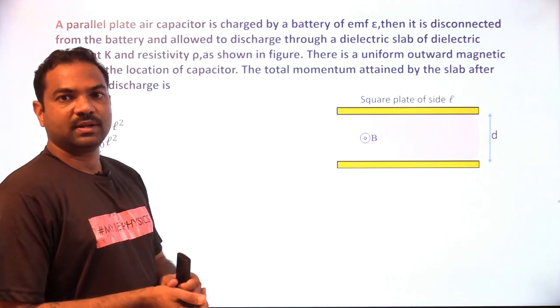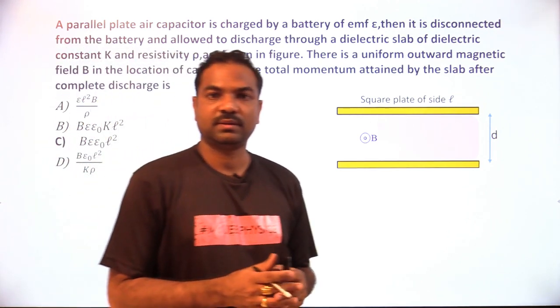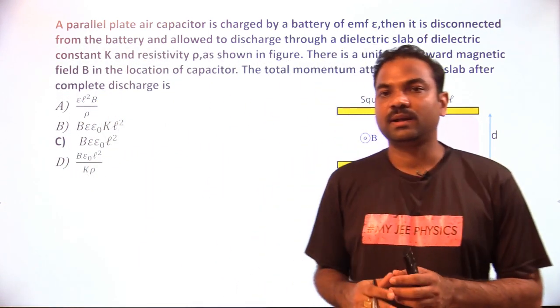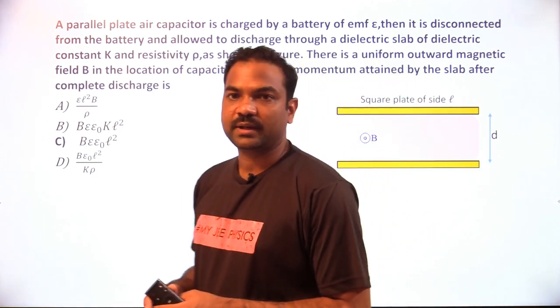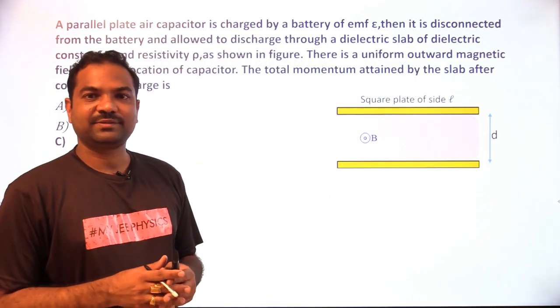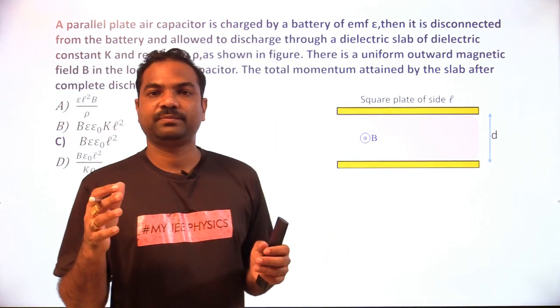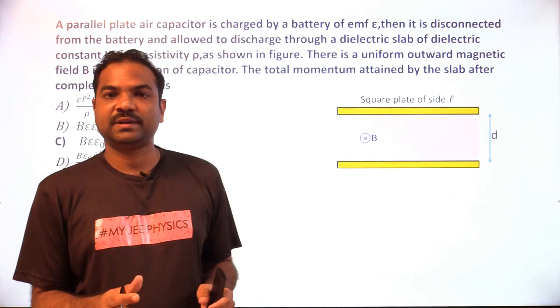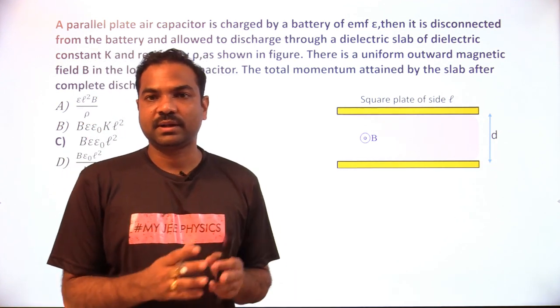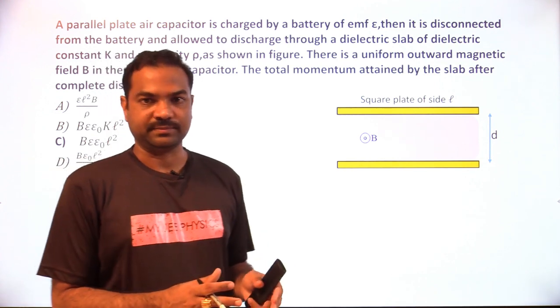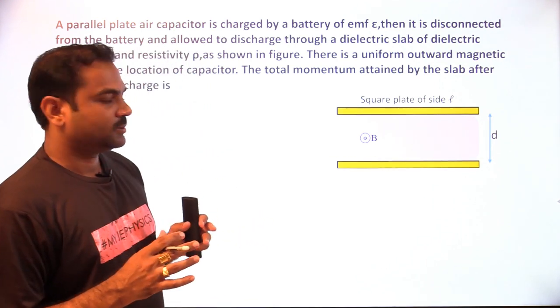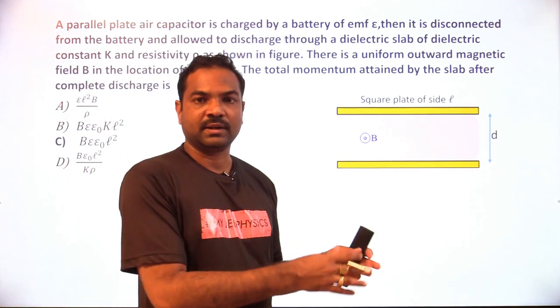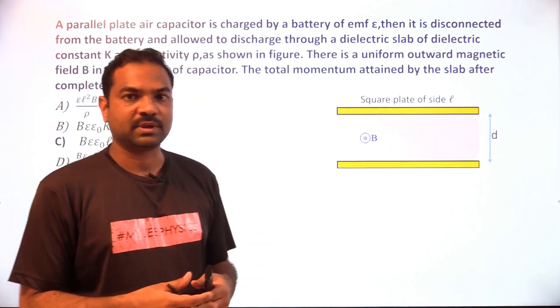This is the question. Please try solving it once and come back for the solution. I felt this is a good question. Why? Because it's a combination of a leaky capacitor as well as the force acting on a current carrying conductor in magnetism. Force acting on a current carrying conductor in a magnetic field is a chapter of magnetism.